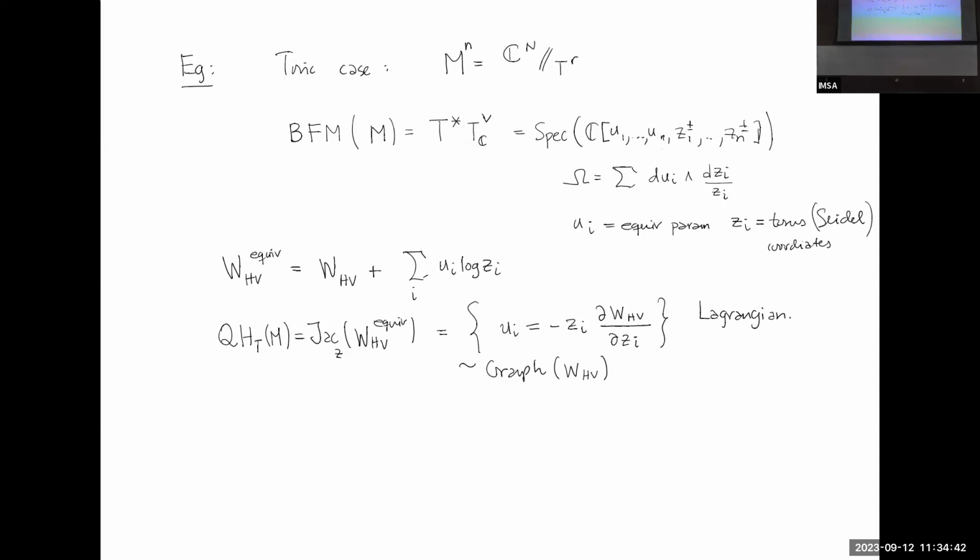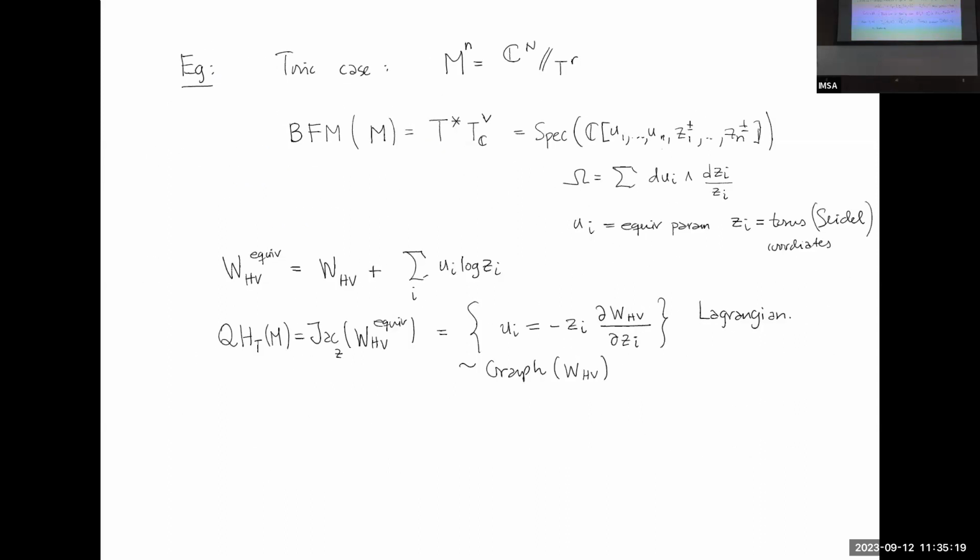So you look at the equivariant Hori-Vafa potential that I defined yesterday, which corresponds to the sum of the classic Hori-Vafa potential in the usual case, plus this equivariant addition, which is the sum of u_i log z_i. And so the Jacobian ring of that superpotential corresponds to those relations that appear in there, and this is inside the spectrum of that. So it just happens that it is a Lagrangian variety of the spectrum. And this is exactly what we are trying to say here in the Lagrangian description.